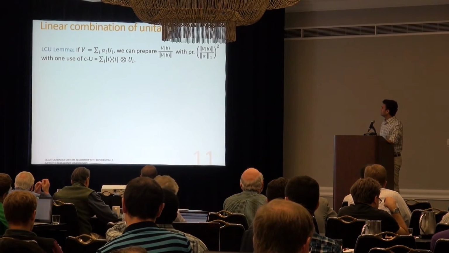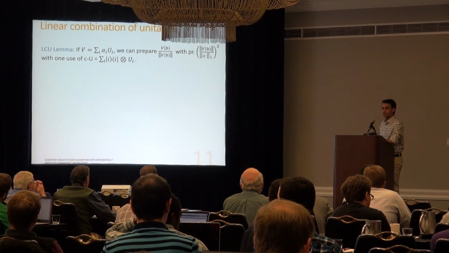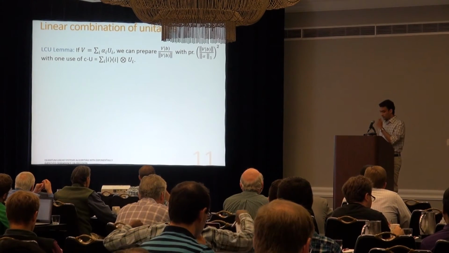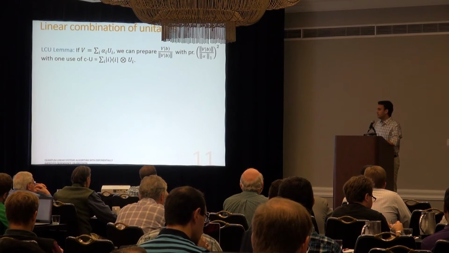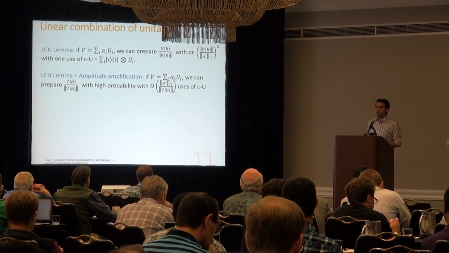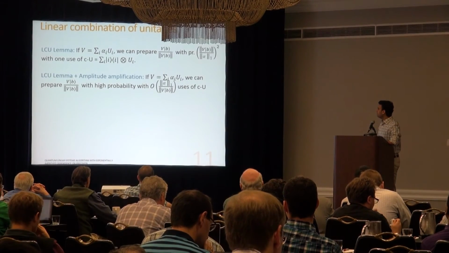So yeah, how do you get from this algorithm to an algorithm that actually works with high probability? Well, you can just repeat it a whole bunch of times, but something a little smarter that you can do is apply amplitude amplification. This gives you a quadratic speed up over the naive algorithm of just repeating something a whole bunch of times.